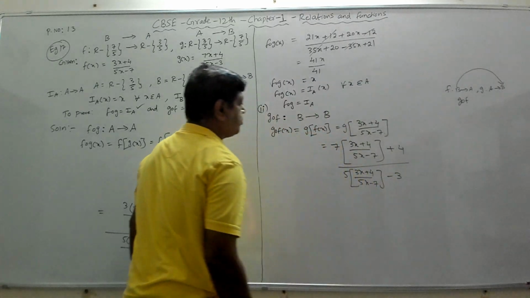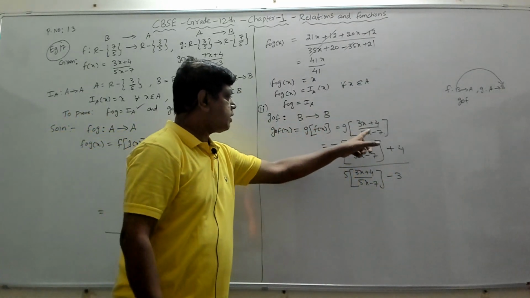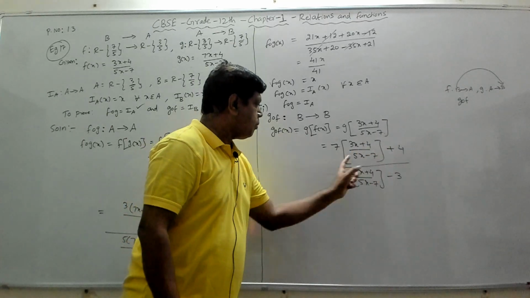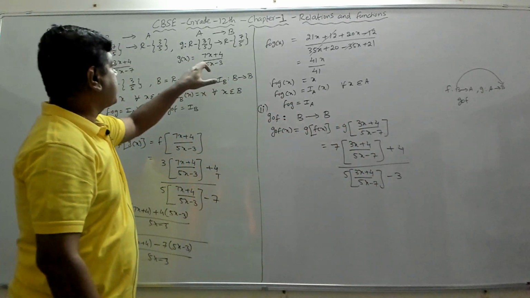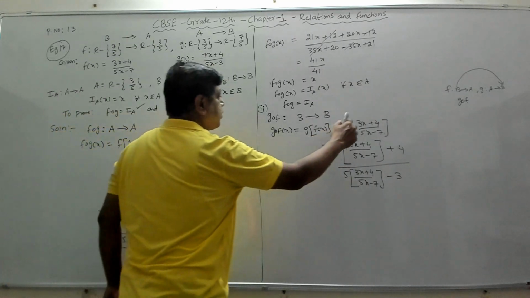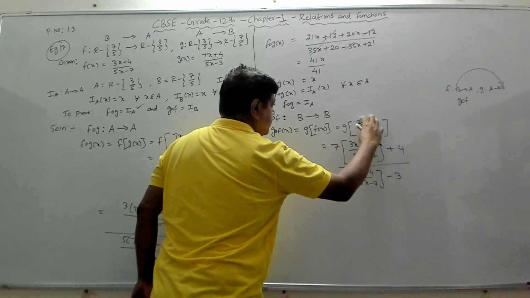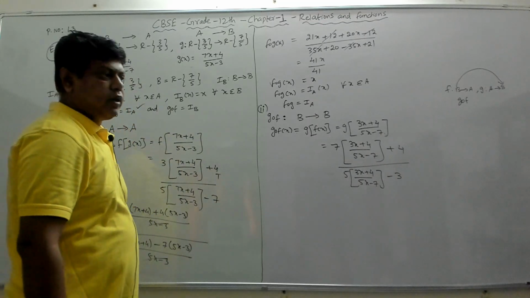Minus 3. So g of x is what? g of x is (7x + 4) / (5x - 3). So whatever is here, that will go to the x, because you are finding g of this value. You have to treat this as x. Right? So then what do we get?